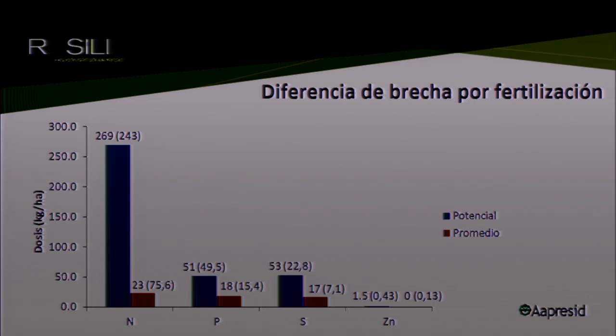During these 11 periods, if we compare our trial to what farmers have obtained, and we are talking about 160 growers, we see that growers are not applying enough nitrogen. They are applying less phosphorus, less sulfur. They are not applying nutrients such as zinc. But the main difference is that they are not fertilizing with nitrogen as they should.